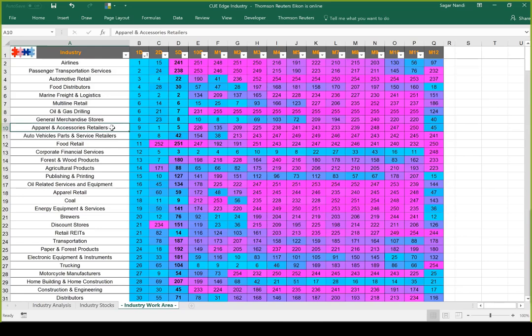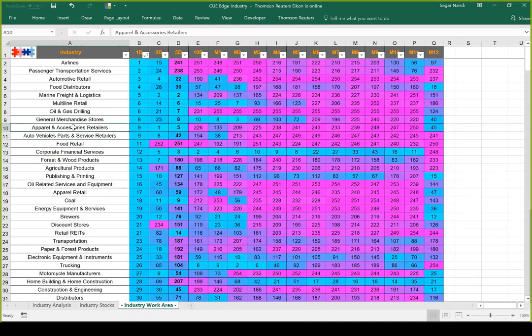Apparel and accessories catches the eye especially because it was weak for many, many months. We see over 10 days, it had a rank of 226, a very poor rank. We can see that also from the magenta color. But over 5 days, it had improved a lot, going to rank 5 only. Over 2 days, it had rank 1. Over 1 day also, it had a very good rank, 9.